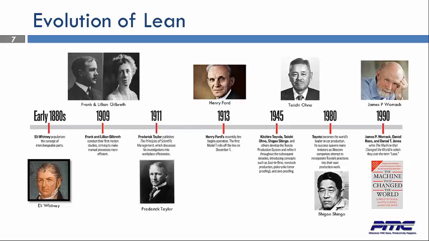In 1980, Toyota became the world's leader in car production. In 1988, Lean production was first coined by John Krafcik, and then later on, James P. Womack in 1990 wrote a book, The Machine That Changed the World, which brought in the term Lean.